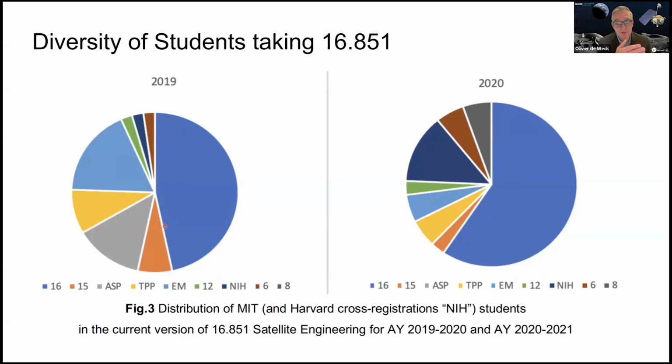Very exciting, but also challenging because not all of them have the technical background. But they want to learn. ASP, that's our Advanced Study Program. TPP, our Technology and Policy Program. 12, that's Earth and Planetary Sciences. NIH, those are the Harvard cross-registrations. Anyway, and then course 6, of course, and course 8, physics, and EECS.